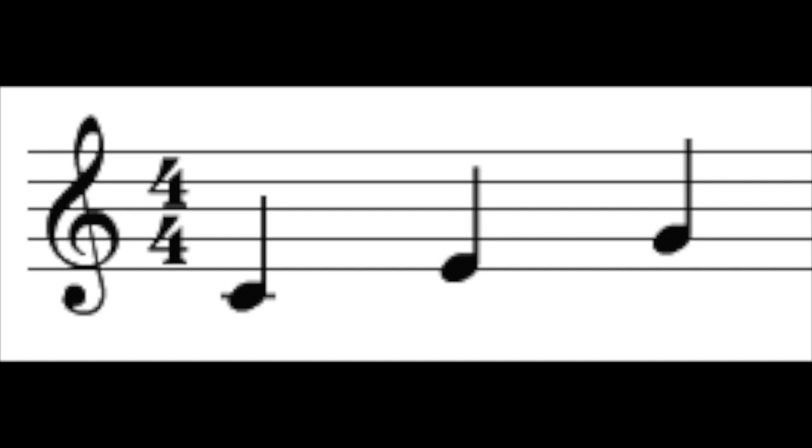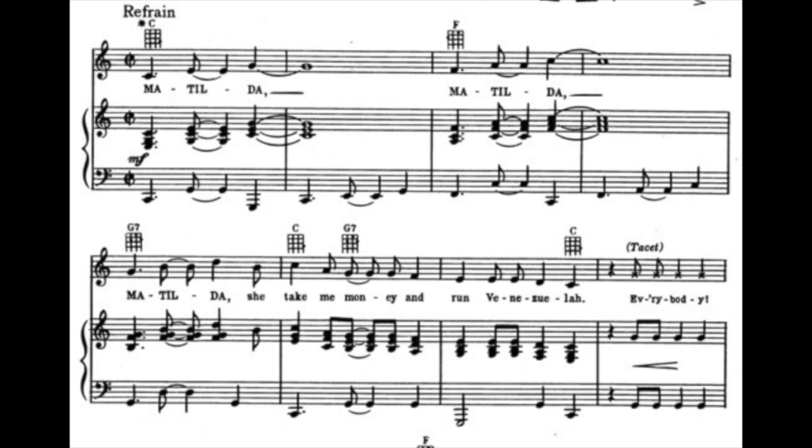In modern popular music, the most common chords are the ones starting on the first note of the scale, that would be like do, mi, sol, and the one starting on the fourth note of the scale, and the one starting on the fifth of the scale, right? So there's even a song to help you remember that. It was sung by Harry Belafonte, and it goes, "Matilda, Matilda, Matilda, she take me money and run Venezuela." So that's do, mi, sol, fa, la, do, ti, sol, re, do, la, sol, fa, mi, re, do. Right? So if you're trying to remember what those very popular chords are, you can just sing Matilda to yourself.